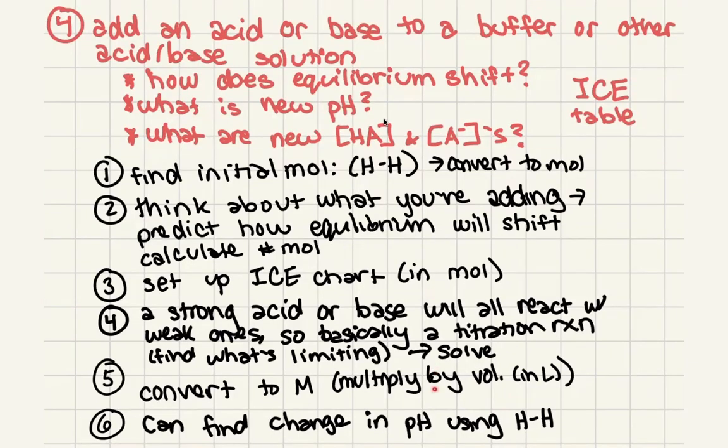And just note that if you don't need to solve molarity, if you just need to solve, say, the pH using the Henderson-Hasselbalch, you can use moles in the Henderson-Hasselbalch. Since it's just a ratio, and if you're dividing by the volume to get the molarity in the first place, then you're dividing by the same volume on your top and your bottom. Those will cancel out. So you can use moles or molarity when you're using the Henderson-Hasselbalch.